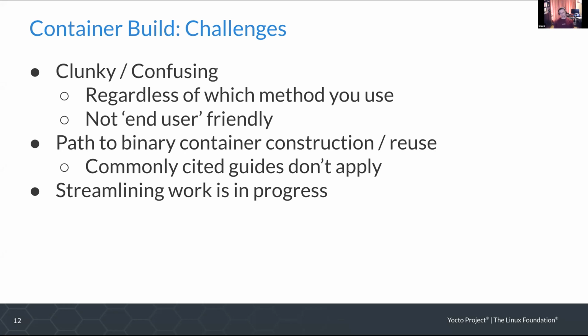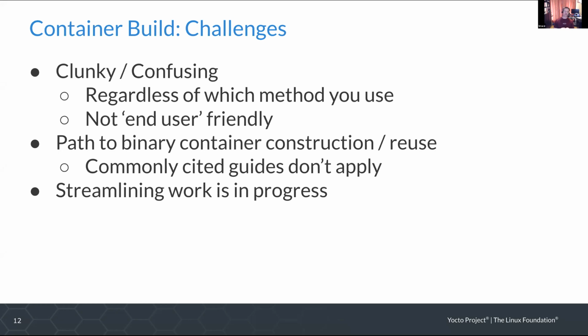And then to build yet another application, you have to do the same thing. So if you're building 10 different applications, you could end up with 20 different recipes, right? So no matter what method you use in my list of ways to build containers, I find them all somewhat clunky and somewhat confusing. Maybe I'm just not bright enough to figure it out, but I don't find it particularly end user friendly.